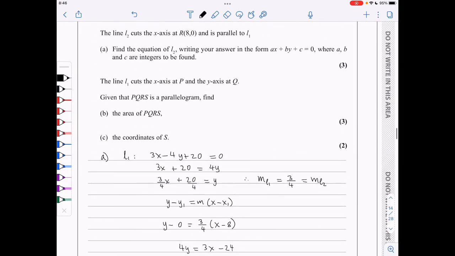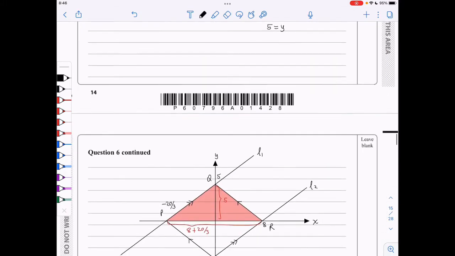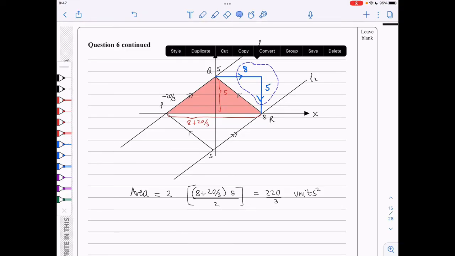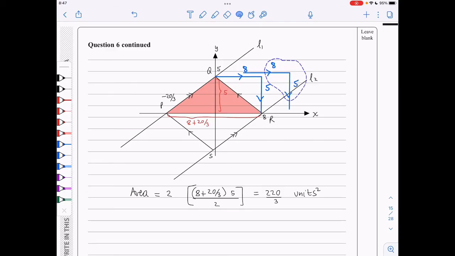And then part C, we need to find the coordinates of S. Now, to find the coordinate of S, I will actually be using vectors. I will say that the route to go from Q to R is the same as the route to go from P to S. So to go from Q to R, I need to go 8 units to the right and then 5 units down. So this is 8 and this is 5. And it's exactly the same route that one needs to follow in order to go from P to S.